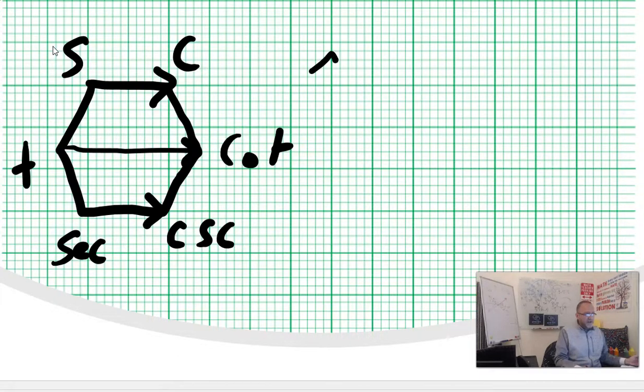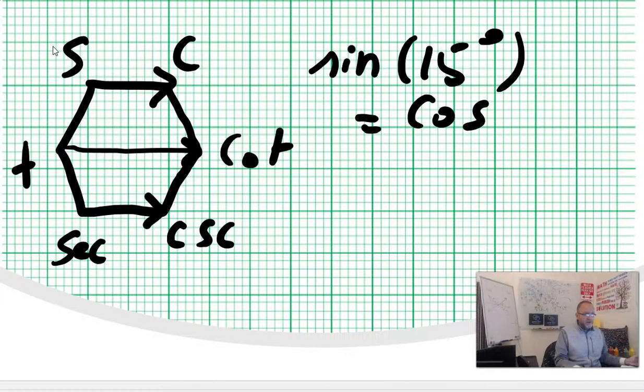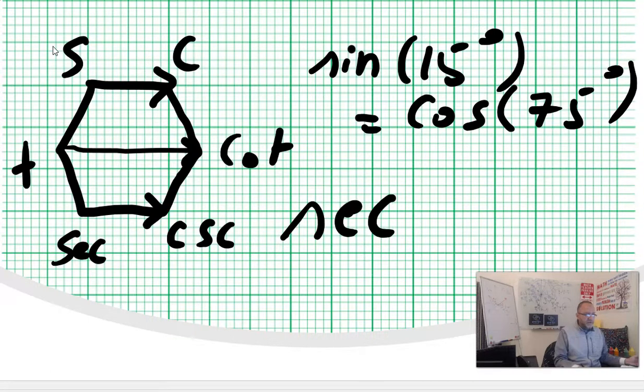Anyway, we said that sine of 15 equals, because it's across, it's a cofunction, cosine of what? 90 minus 15, so cosine of 75. If I am to look for secant of 40, it's going to be equal to cosecant of 90 minus 40, which is cosecant of 50. Okay? And we said that we can go clockwise and counterclockwise, and that's the beauty of it.